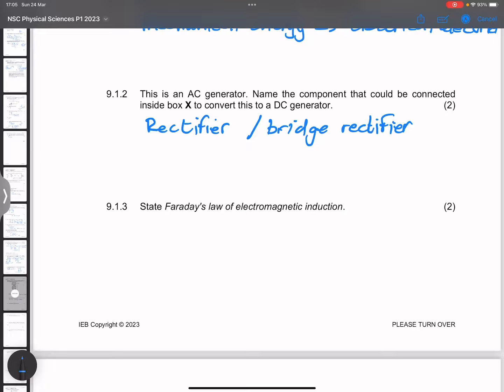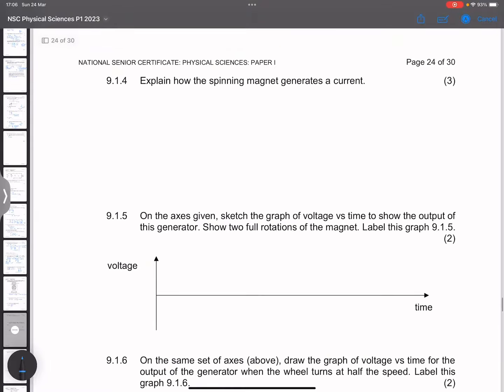The next question says to state Faraday's law of electromagnetic induction. Please remember it states that the induced EMF is directly proportional to the rate of change of magnetic flux linkage. So we say that the induced EMF is directly proportional to the rate of change of magnetic flux linkage. All right, now going on to the next one.